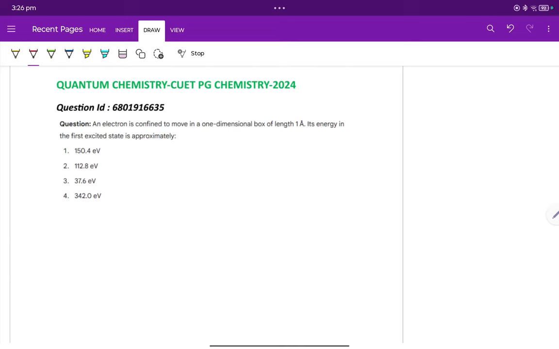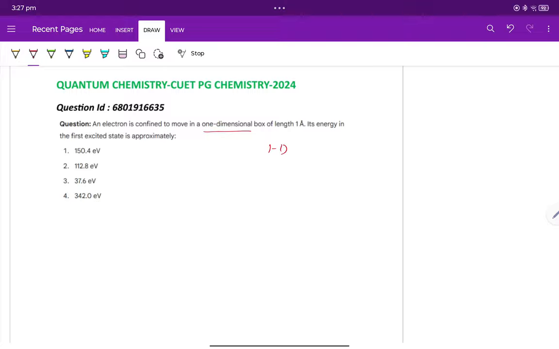Let us solve this question. I will read the question. An electron is confined to move in a one-dimensional box. So this is a 1D problem of length 1 Angstrom. So its energy in the first excited state is approximately.